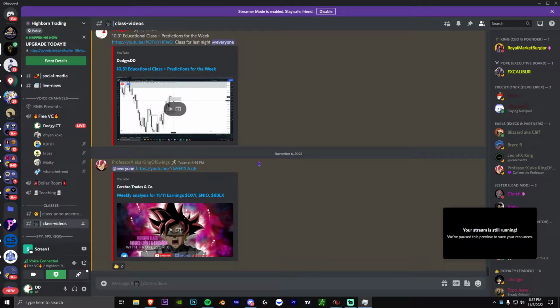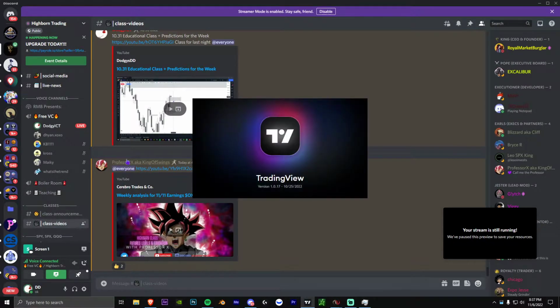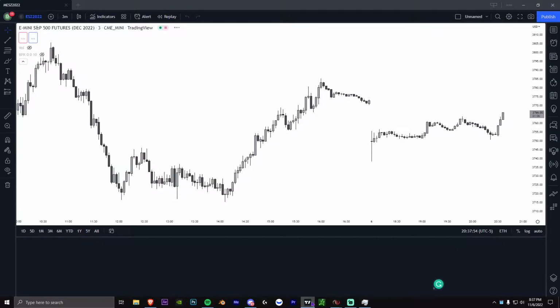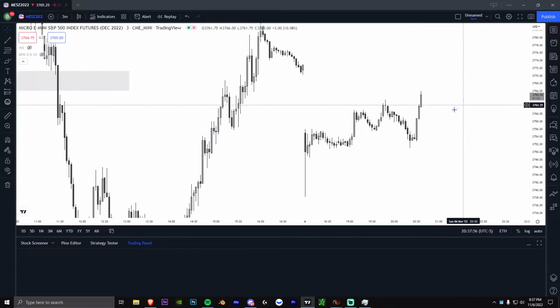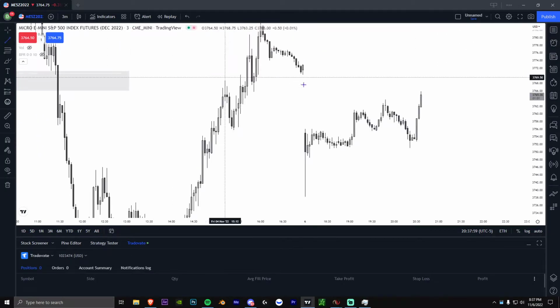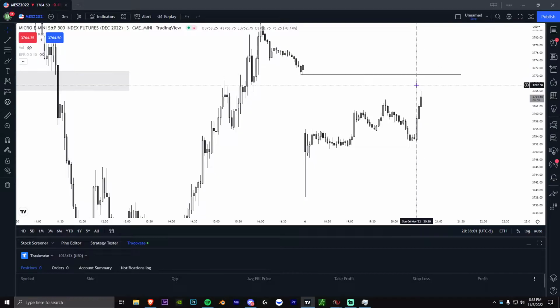And I don't know why my TradingView is not loading, but let me. Oh, there we go. So, okay, so this is right now. Wow, alright. So right now we're probably going to go fill this gap right here.